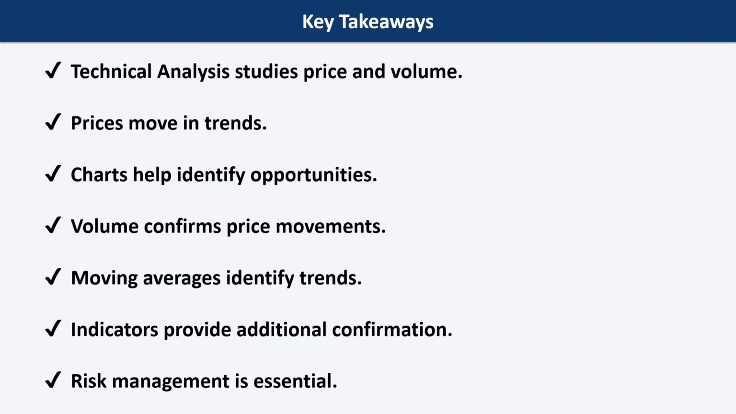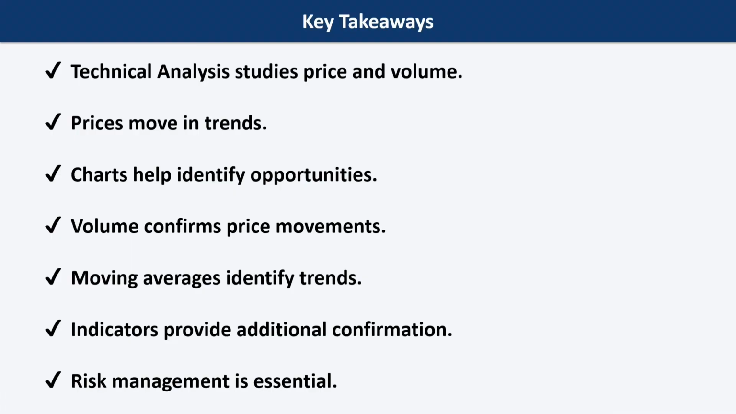Now coming to the third one, charts help identify opportunities. So we also learned that charts are like maps for investors. Just as a map helps us to reach our destination, stock charts also help us to understand the price movements. So we have understood different charts like line charts, bar charts, and candlestick charts, which are providing us valuable information about market behavior.